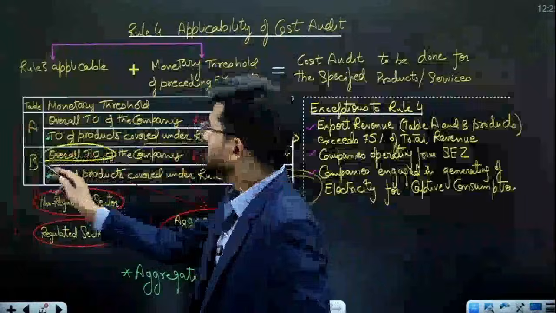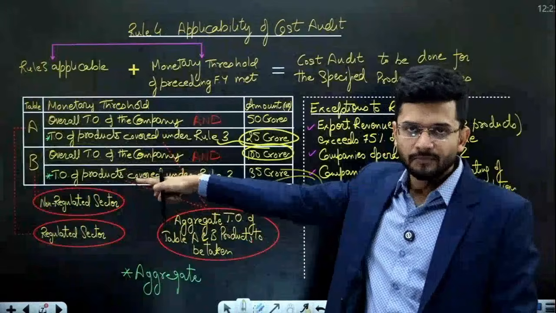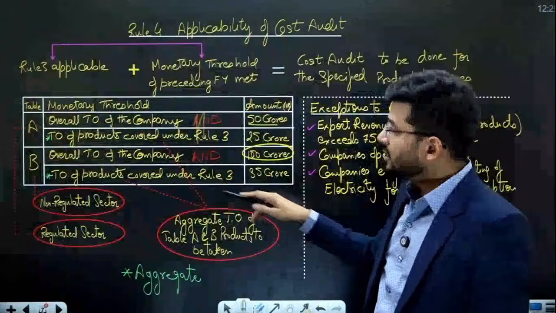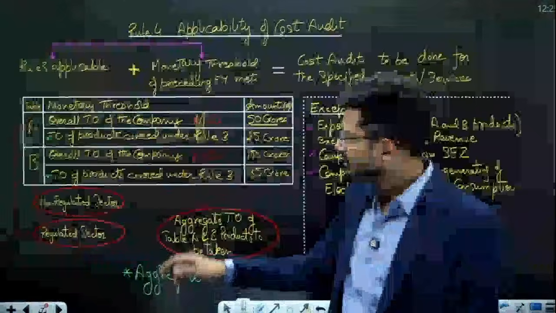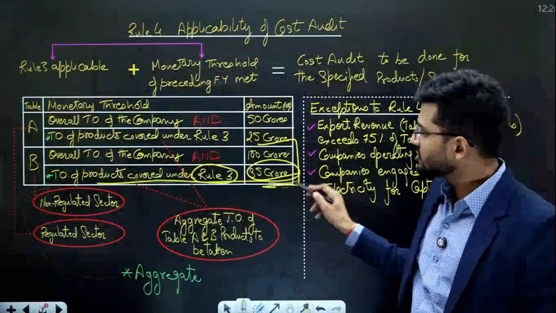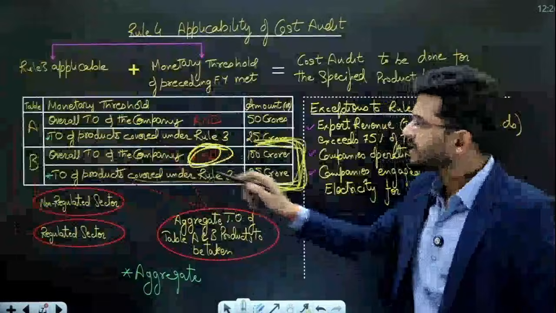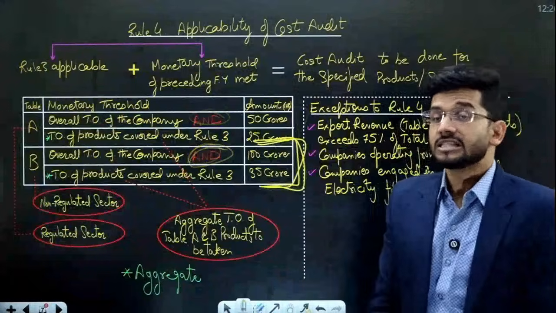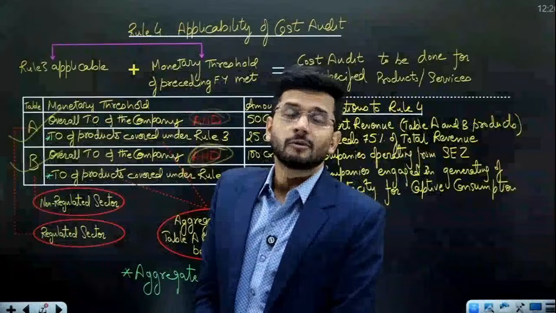Okay. Then for category B product, overall turnover of the company should be 100 crores. Again, this is an unregulated sector, so the limit is a little high. This is a regulated sector, so the limit is a little low. Total aggregate turnover of all the products covered under rule 3 should be 35 crores. That is the monetary threshold which is required to be met. If both the conditions are met cumulatively, only then can we say that cost audit can be done for product A, and then can we say that cost audit is done for product B.